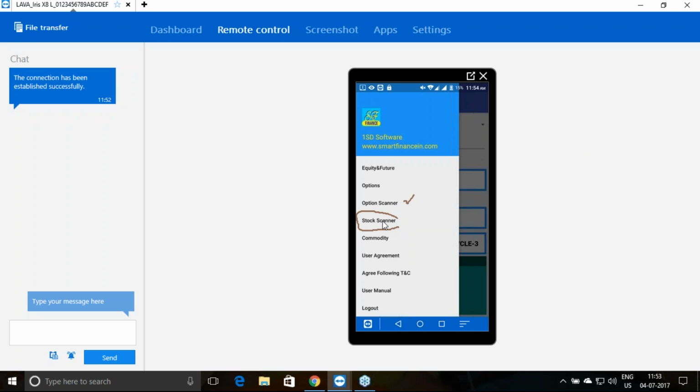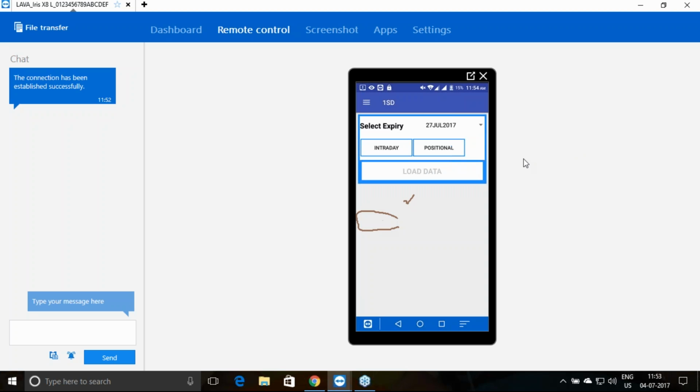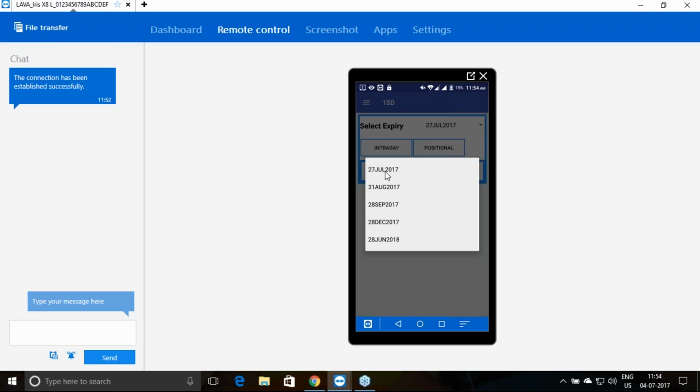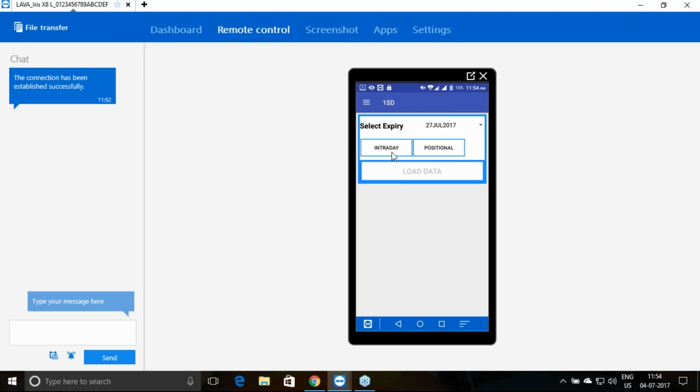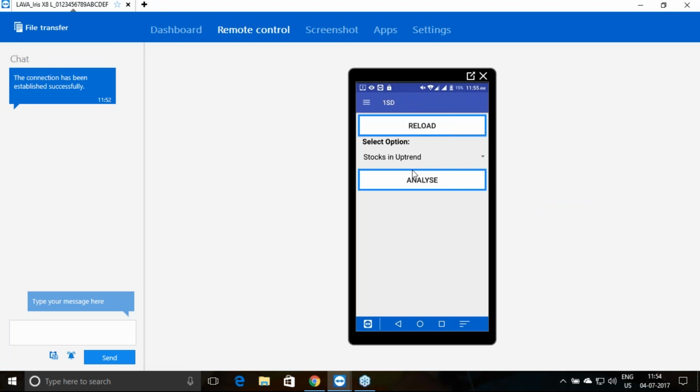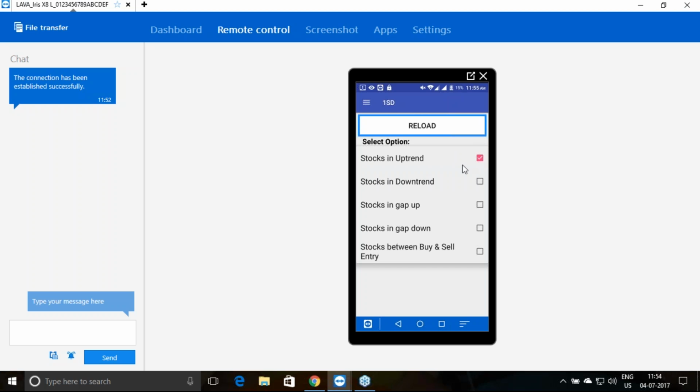Often you used to ask me that though this is a good method, how do I know which stock is in the uptrend and which stock is in the downtrend. So for all stock futures, we have enabled that feature. For 27th July, I have selected intraday and just loaded the data. Once I load data, we are going to filter it into 5 groups.